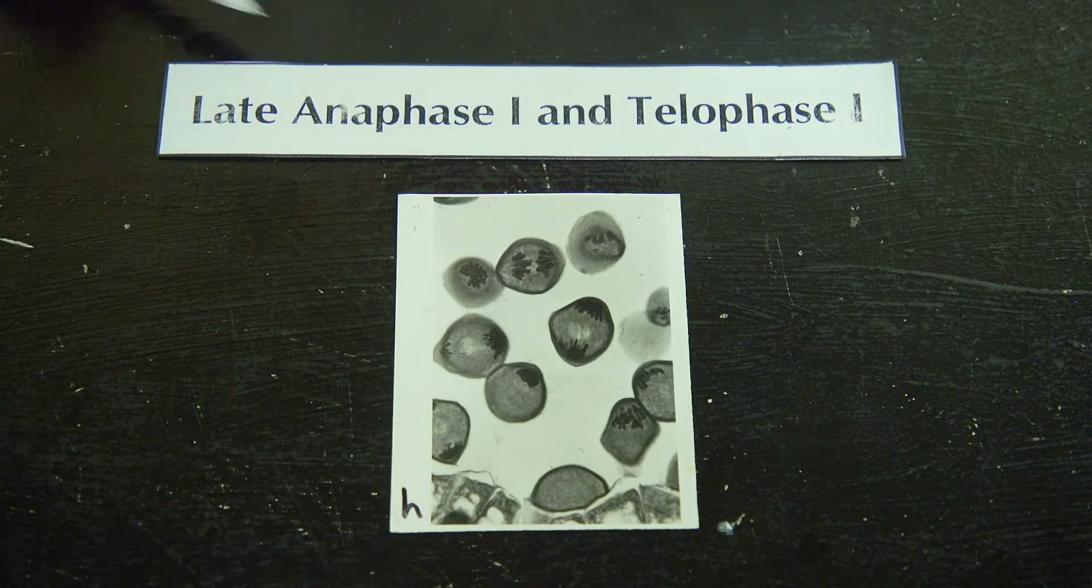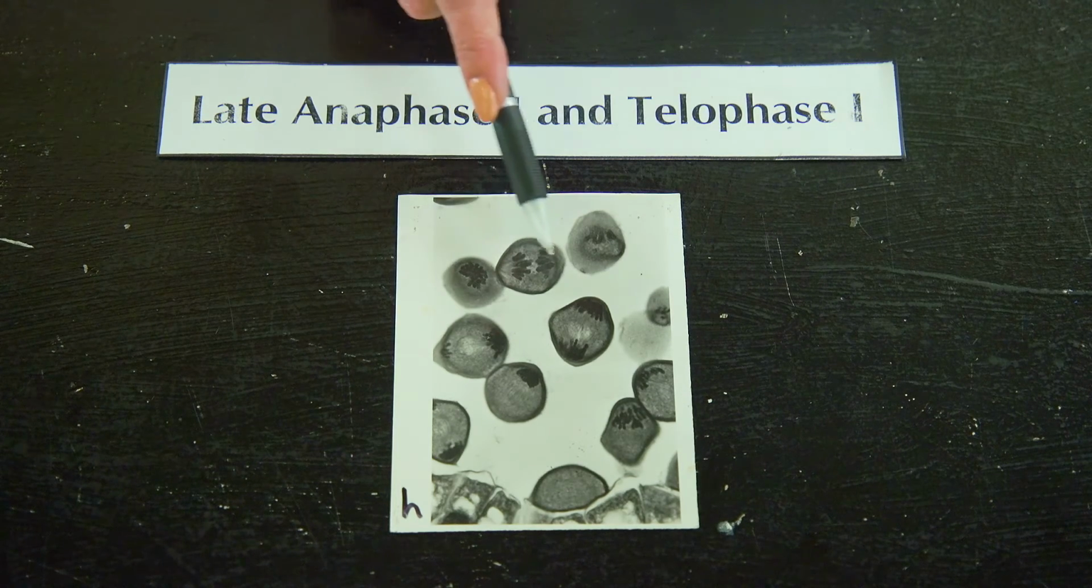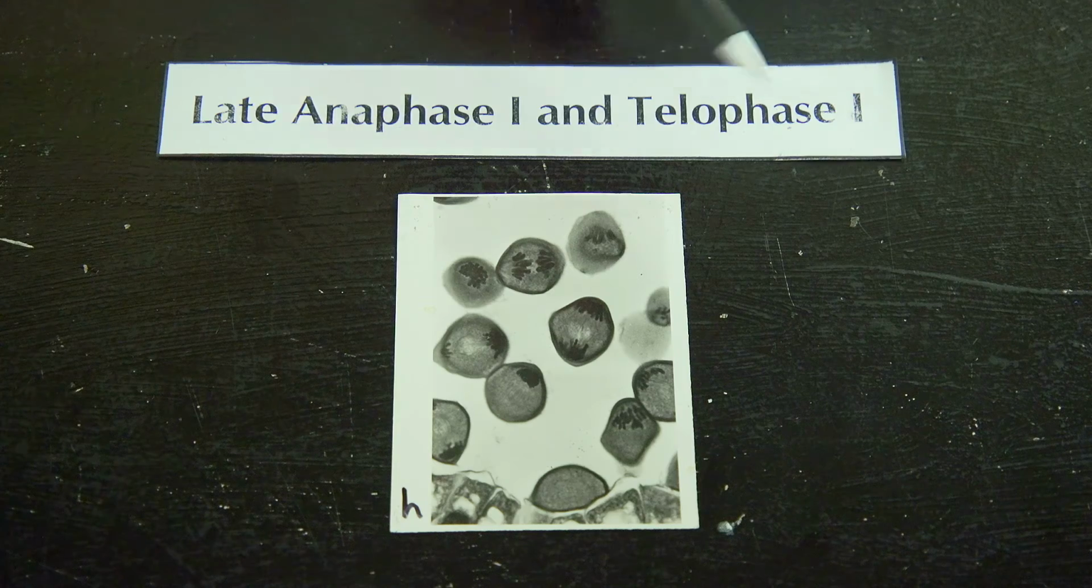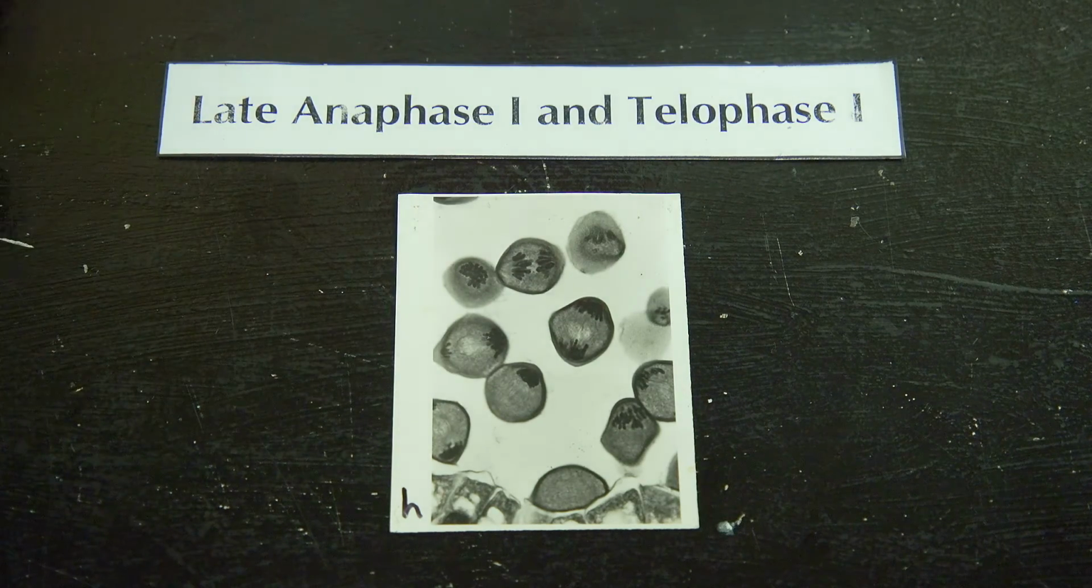This slide shows us late anaphase 1. You can see the chromosomes have separated. You can see them separating here. And here you can see going into early telophase 1, which we see there. And by here, you actually see telophase 1, end of telophase 1.